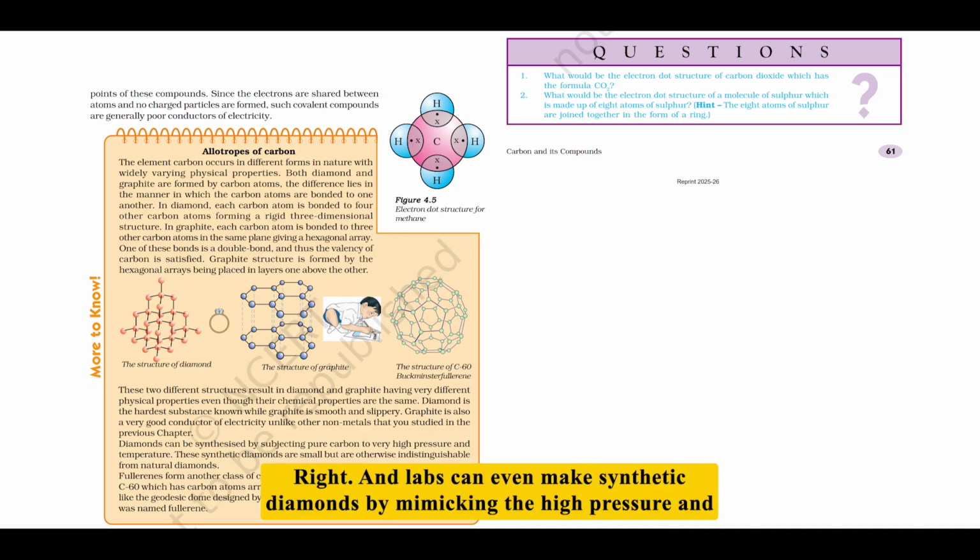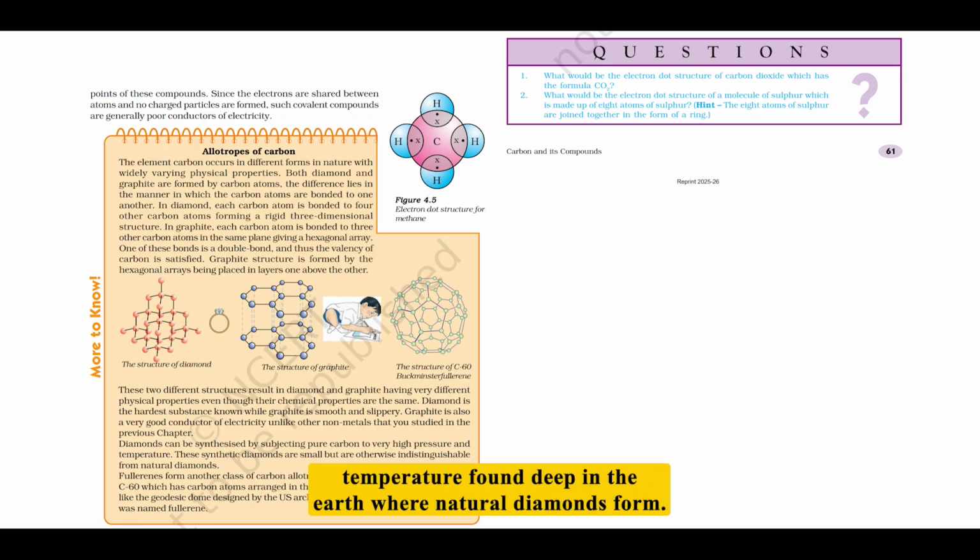Right. And labs can even make synthetic diamonds by mimicking the high pressure and temperature found deep in the earth where natural diamonds form. They're small, but structurally identical. Okay, so diamond is a 3D network, 4 bonds per carbon, super hard. What about graphite? How is it so different?